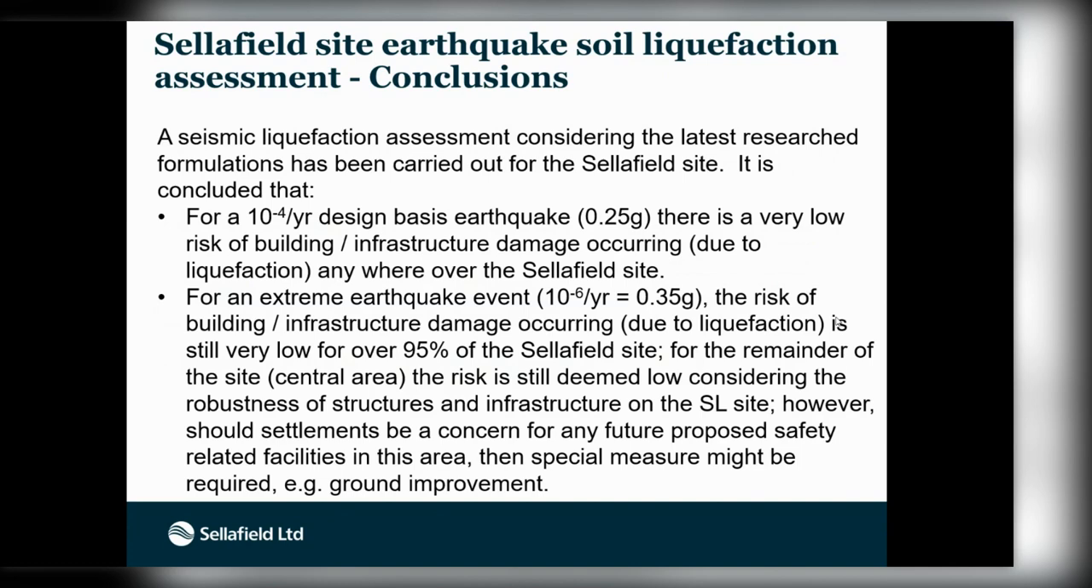There is a small area of the site, the central area, where there is a risk of liquefaction, but we consider that risk to be low again, because the structure and infrastructure on the Sellafield site are very robust, and we don't expect any damage, to be honest. However, should settlement be a concern for any future proposed safety-related facility in this area, then a special measure may be required, such as ground improvement.